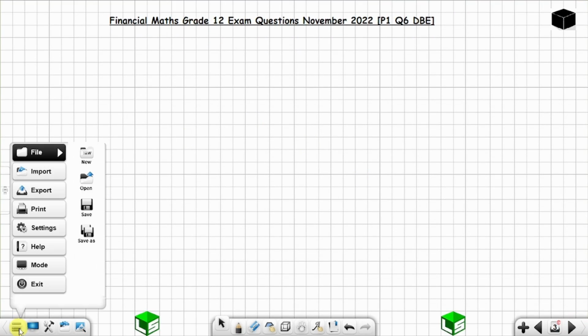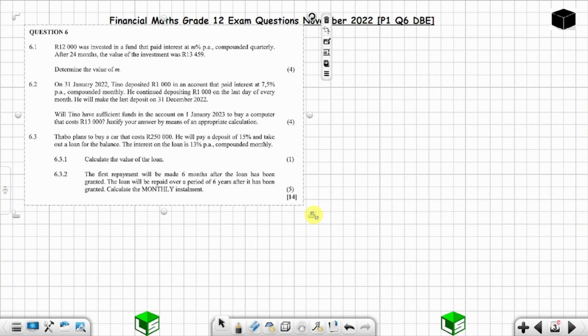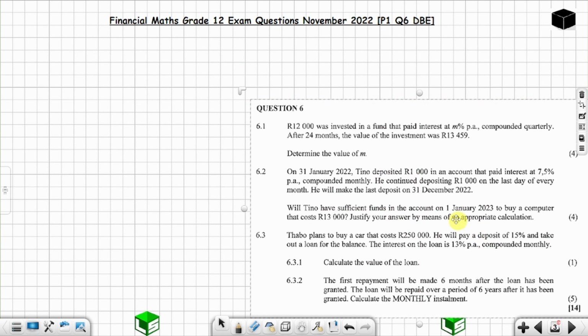Let me get the question again. Question 6 from November 2022 from DBE. Question 6, 6.1: R12,000 was invested in a fund that paid interest at M% per annum compounded quarterly. After 24 months, the value of the investment was R13,459. Determine the value of M. 4 marks. Okay, 6.1.